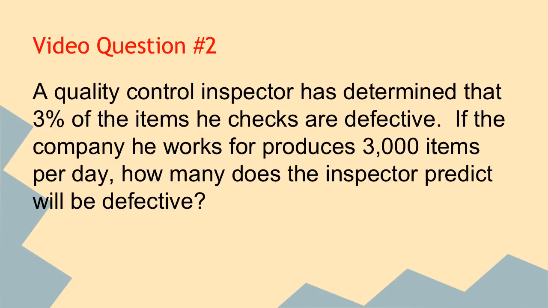Video question number 2 says, a quality control inspector has determined that 3% of the items he checks are defective. If the company he works for produces 3,000 items per day, how many does the inspector predict will be defective? Show your work, calculate your answer, come back when you're ready for question number 3.